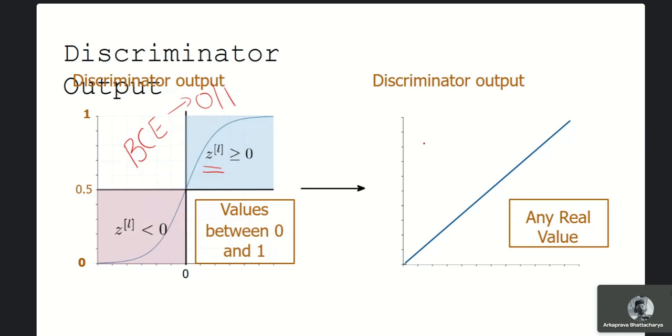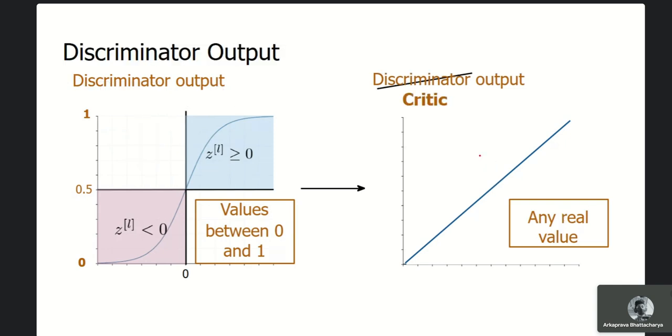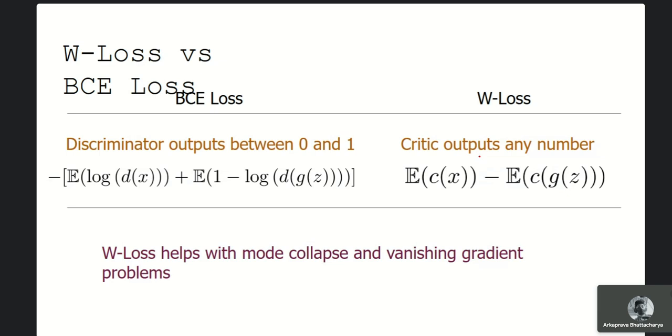Whereas if we are using the Wasserstein loss function, we don't want our output to be between 0 and 1, and it can be any real value. So our output layer neurons need not use the sigmoid activation function. They can use any linear activation function. So this is the basic difference between BCE loss and W loss. And W loss, Wasserstein loss, helps us in solving the problems of mode collapse and vanishing gradients, which occurred due to BCE loss.